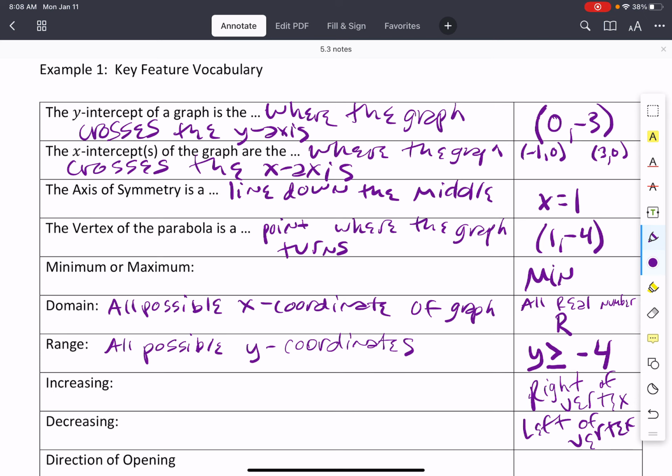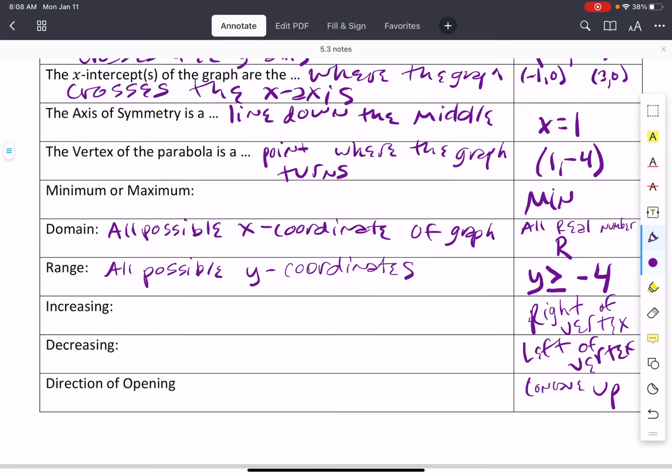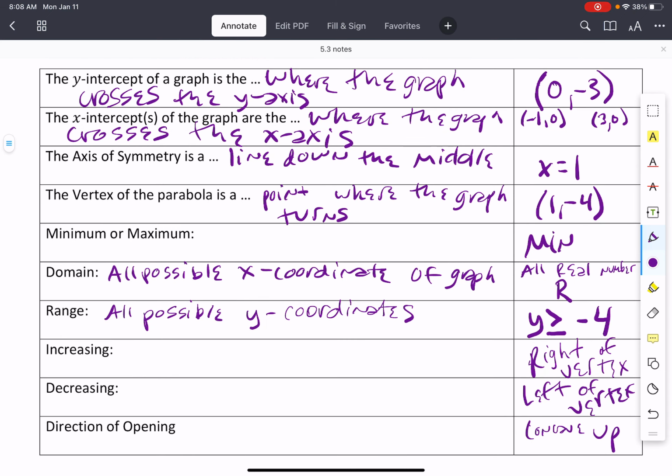Okay, our last one, direction of opening. On this one it opens up, right? The opening is towards positives. So we call that concave up. Yes. Yes, that's the vocab word for it. That's what we're learning today. Okay, if it opened down, we would have said concave down.